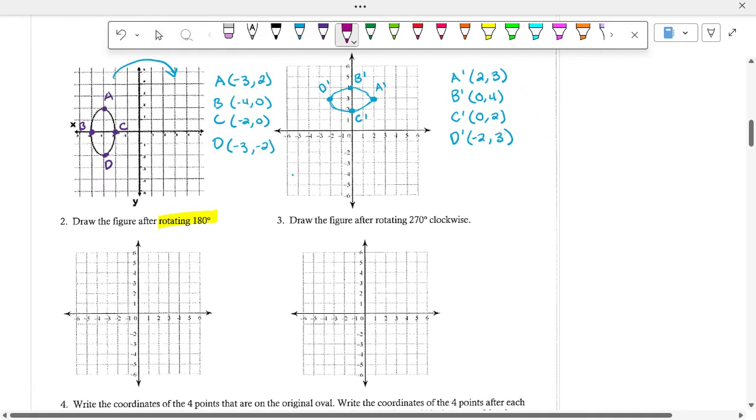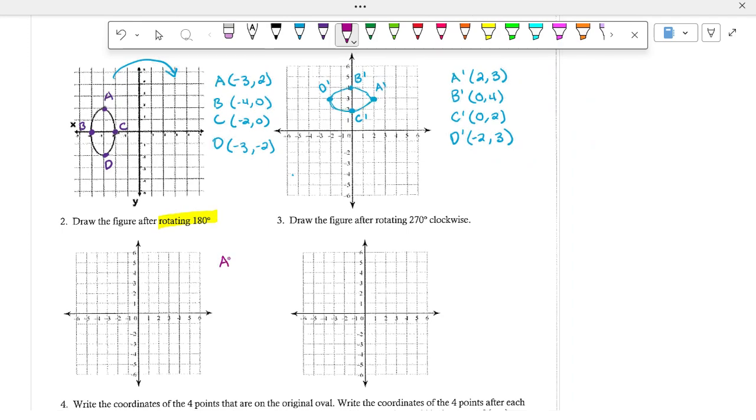All right. So if A prime is at 2, 3, so it's in quadrant 1, where would A double prime end up if I go another 90 degrees clockwise? 3, -2. So it ends up at 3, -2 because we switched the XY back and then we changed the signs to fit the quadrant. So it'd be 3, -2 because it ends up in what quadrant?